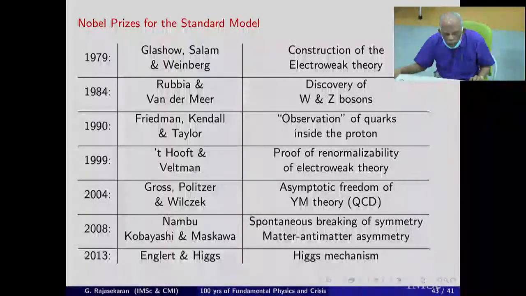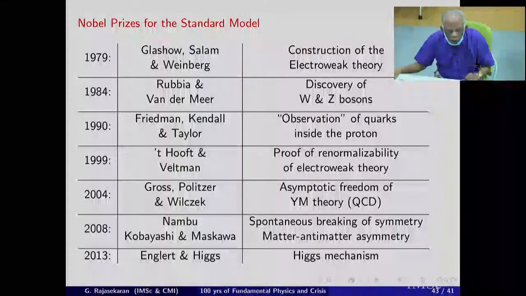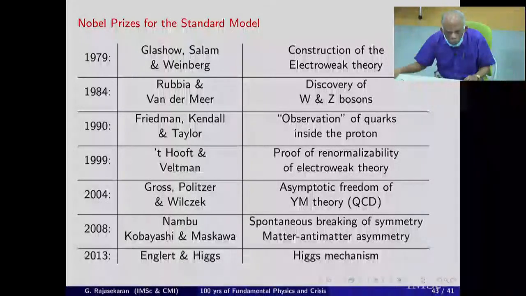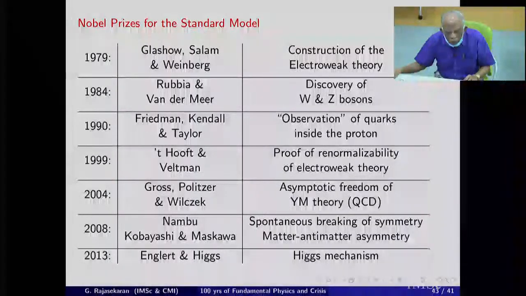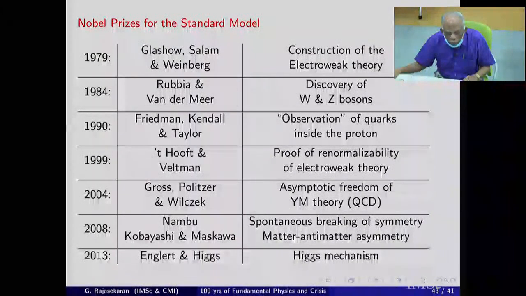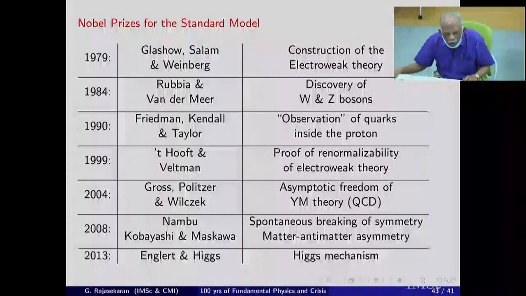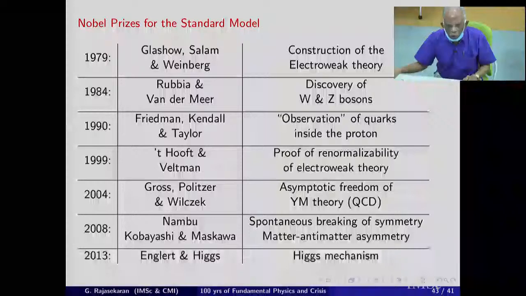Then finally, the Higgs mechanism got the prize. Higgs and Brout and Englert also did it around the same time. Brout had passed away, so Englert and Higgs. The Nobel Committee made a big mistake here. The Nobel Committee has made many big mistakes. They should have included Kibble, because without Kibble, there is no standard model. But anyway, Englert and Higgs got the prize for the Higgs mechanism.